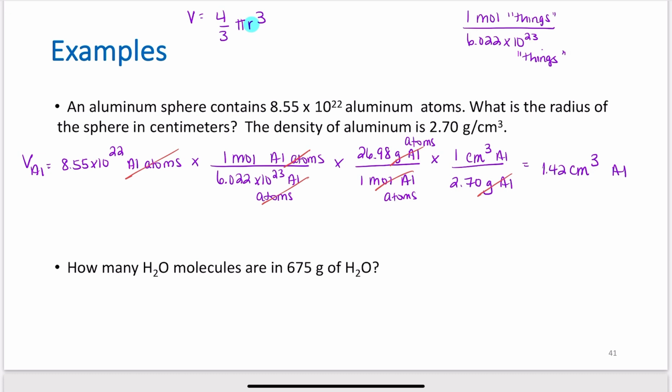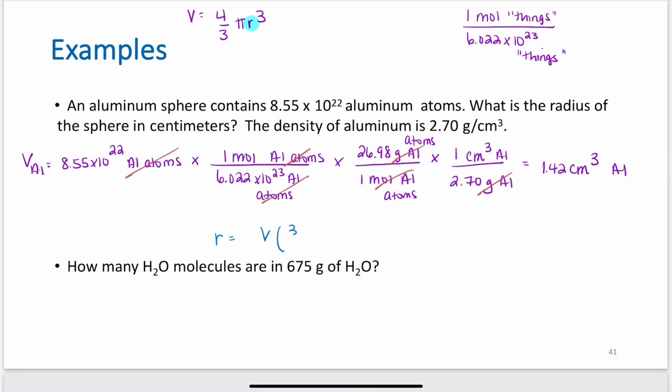Now I can go ahead and undo that volume. To undo that, to get r by itself, I'm going to take the volume and multiply it by 3 and divide it by 4. Because again, I'm going to multiply both sides by 3 and divide both sides by 4. That's what I'm doing here.